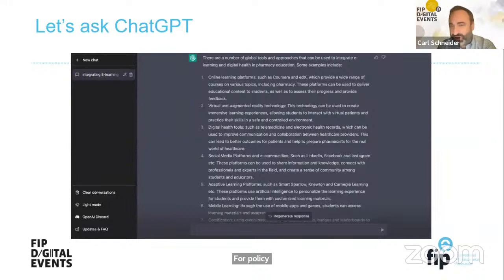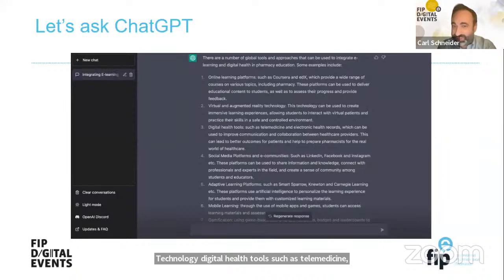I should talk about online learning platforms, virtual and augmented reality technology, digital health tools such as telemedicine, electronic health records, social media platforms in e-communities, adaptive learning platforms, mobile learning, gamification, and the last one that isn't on here, beyond the screen, is learning analytics. So I thought that's pretty close to what some of the speakers have already mentioned, and what I could do is supplement what we've been hearing about from the other three speakers today. Next slide, please.